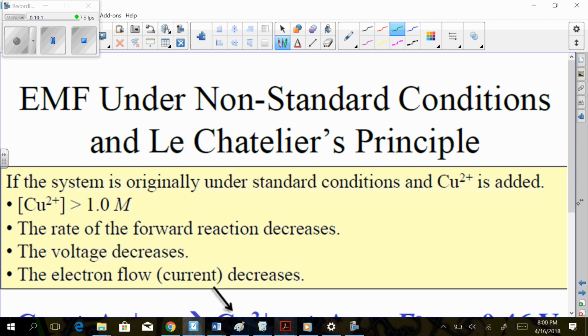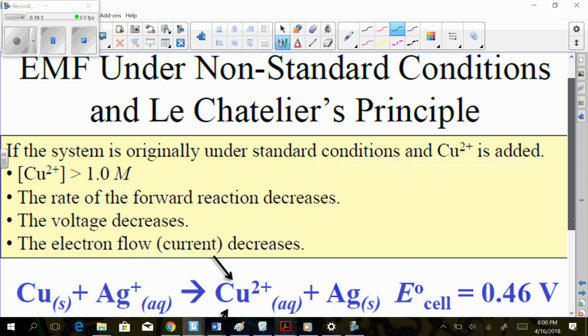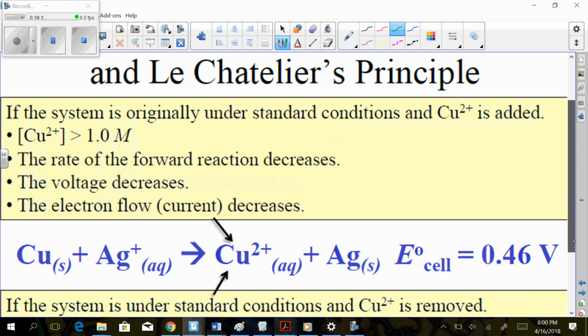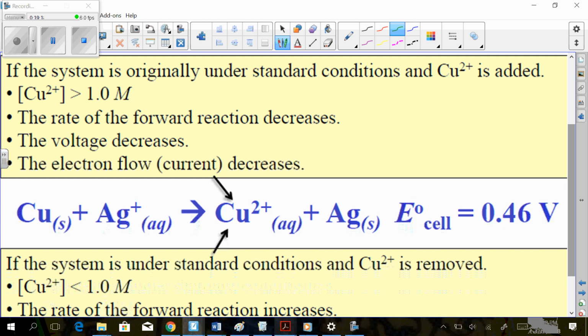And so let's look at this one. We have non-standard conditions. Again, we have the same thing going on, except now we're going to look at changing our copper ion. Same reaction as the last slide. Now, this is a solid, so it's not going to affect our equilibrium position. This is a solid, it's not going to affect the equilibrium position. Only our silver and our copper ions are going to affect that. And so let's look at Q for that reaction.